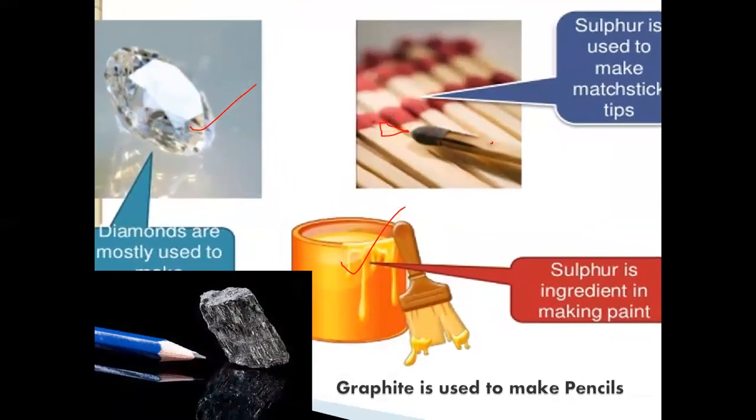Sulfur is also used in making paints, and we have another use of graphite. Graphite is used to make pencils, the nib inside the pencil. The outside coating is of wood, and inside is graphite, and it is not pure, actually it is mixed with clay. That has a great purpose because graphite is a good conductor of electricity.